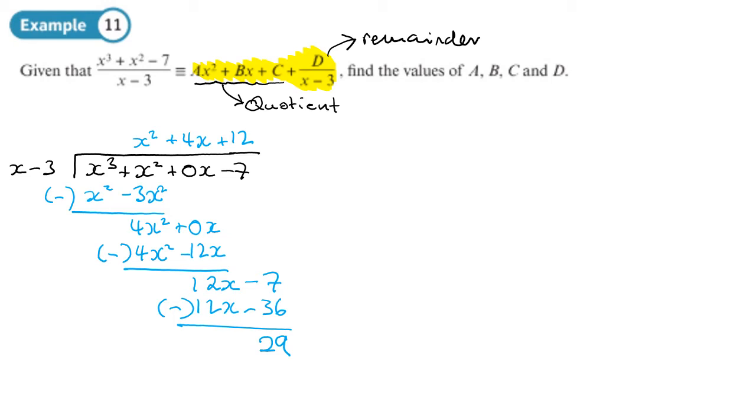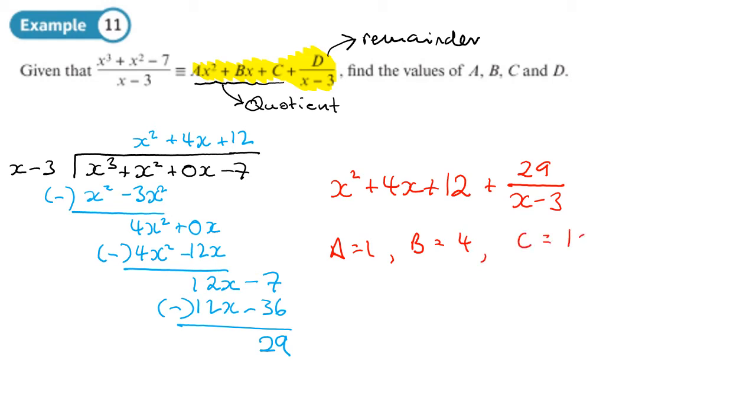The quotient is this, x squared plus 4x plus 12, plus the remainder, 29 over x minus 3. So we found a is 1, b is 4, c is 12, d is 29. Next one.